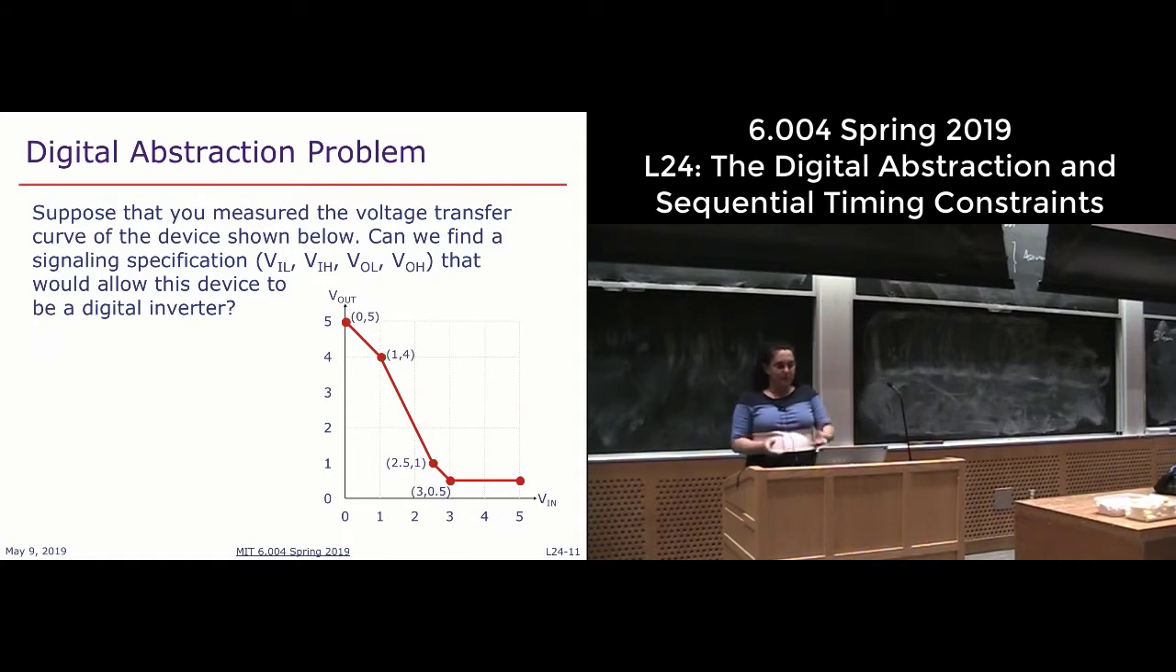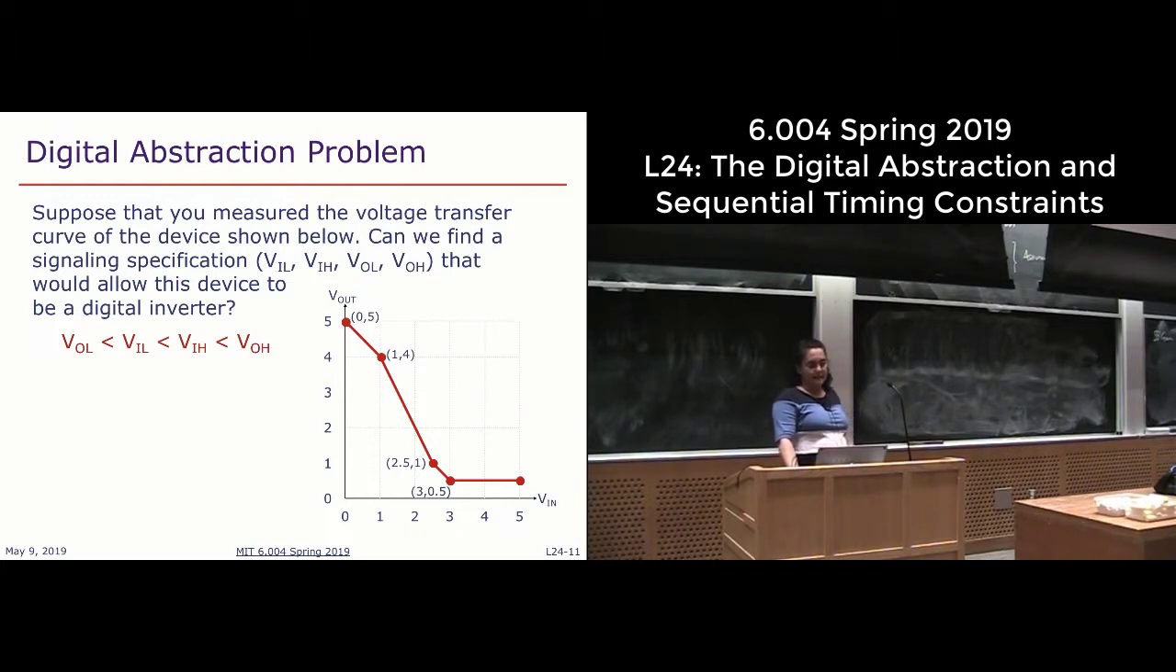So suppose that you're given this VTC here, and we want to identify what could be possible values for our low and high input and output thresholds. And I'm going to remind you of this inequality, which is that the order of the relative sizes must follow this inequality. And so how would I go about trying to solve such a problem?